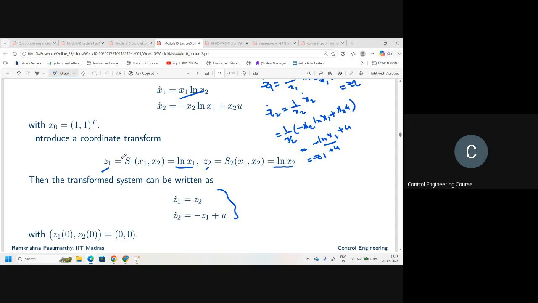But this kind of transformation is hard to find. Which transformation you have to choose for any nonlinear system is hard to find. And also we can't always guarantee that the system is linearizable using state transformation. So if you are lucky for a given system and you find a transformation, then your life will be easy. Otherwise, you have to find other methods.